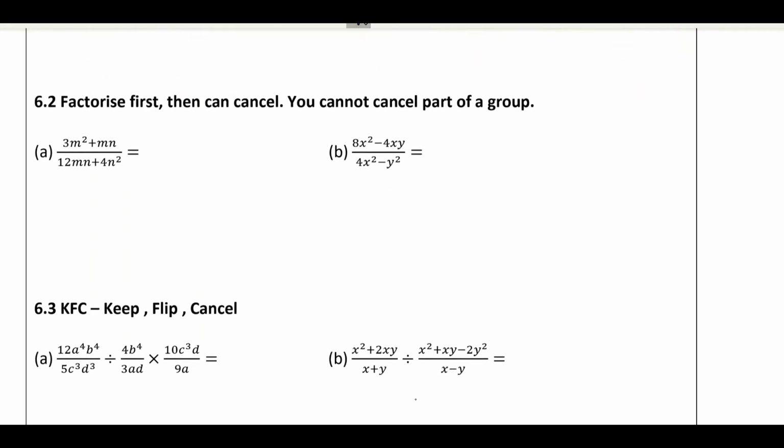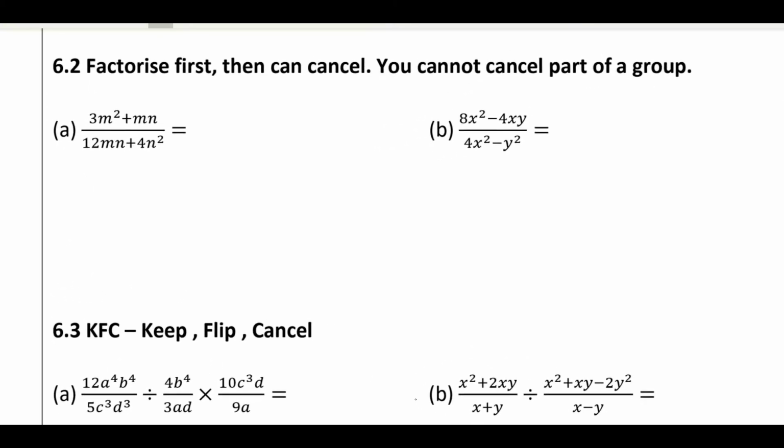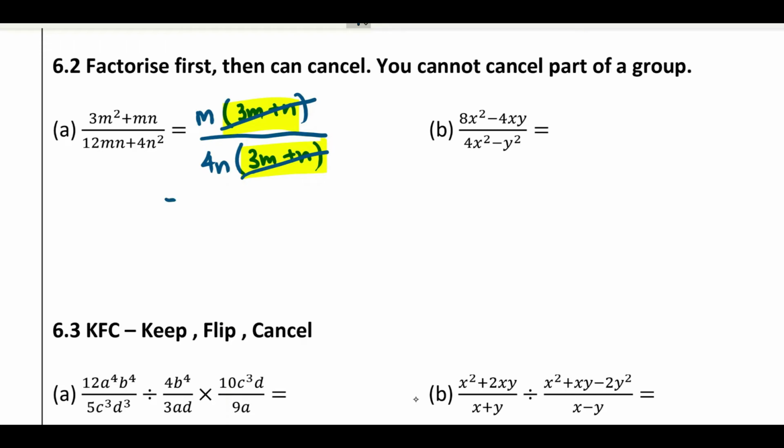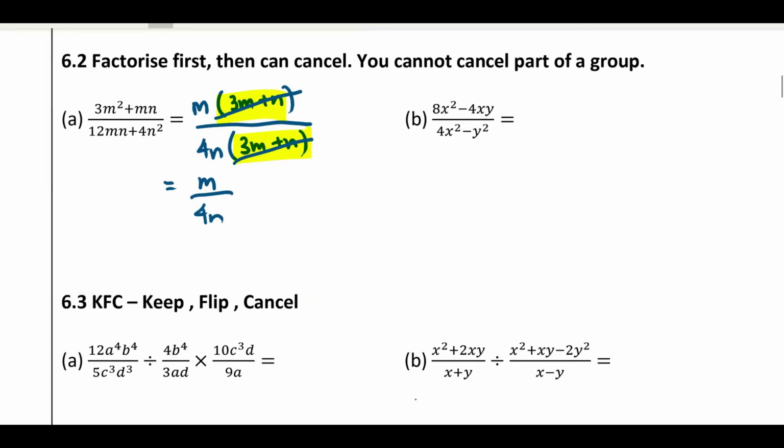Next, before we cancel, we have to check whether our numerator and denominator can factorize or not. So 6.2 talks about always looking at your numerator and denominator separately. Can factorize or not? Numerator, yes, I take out m. I'm left with 3m plus n. Denominator, I take out a 4n. I'm left with 3m plus n as well. Look here, 3m plus n, 3m plus n. They are one whole group together. So this one and this one can cancel. You get left with m over 4n. Just like that.